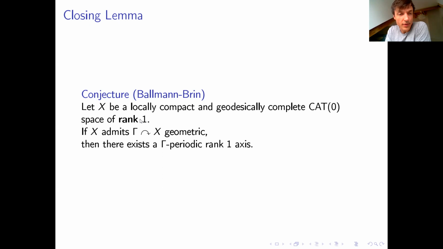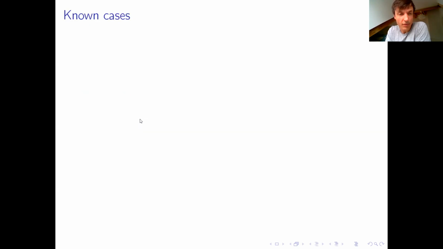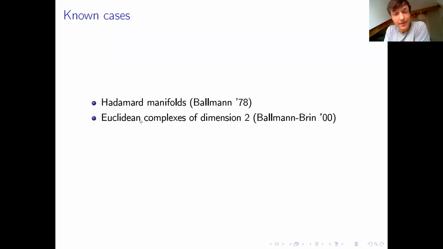Let me just mention that this thing is also known in a couple of cases. The most important one, I guess, is the smooth case, Hadamard manifolds, and that's even earlier than the rank rigidity theorem. This really goes back to Ballmann's thesis. And then also Ballmann and Brin tried to prove this in the singular case, but notice that here they only managed to do it in dimension 2. So the rigidity part was done up to dimension 3. But this closing lemma is even open for 3-dimensional simplicial complexes, which shows that we really don't understand this.